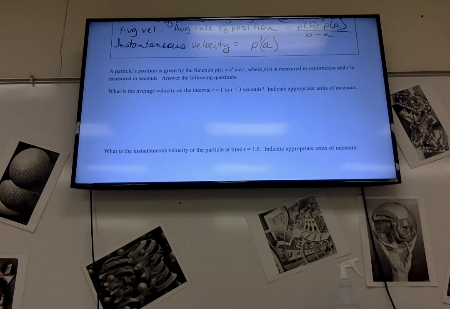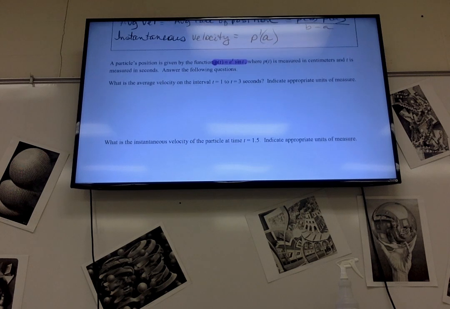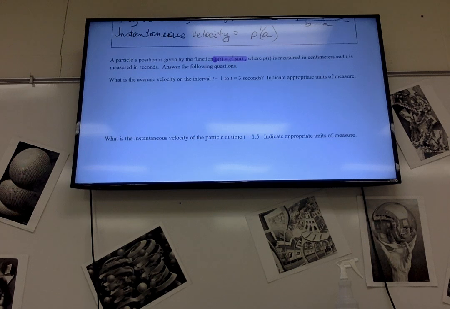Okay, so we have this equation: P of t equals e to the t times the sine of t. And we want to find the average velocity on the interval 1 to 3. How do you find average velocity? Average rate of change. That's right, slope. So P of 3 minus P of 1 over 3 minus 1. So we just plug that in.